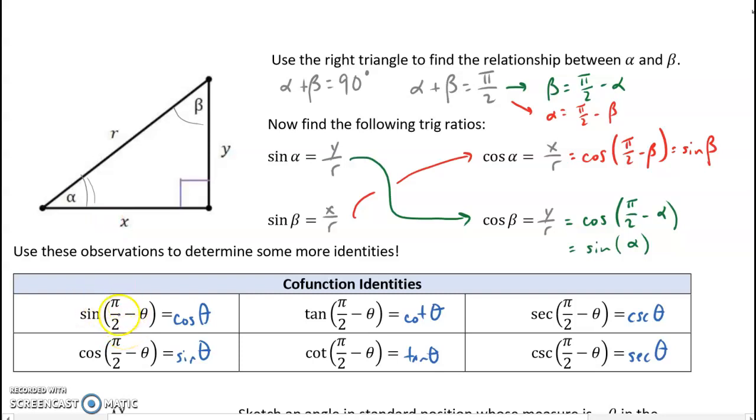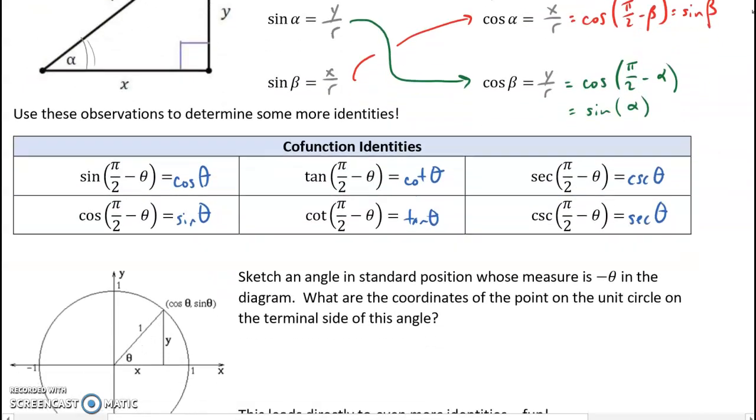You can take the sine of one angle, or you can take the cosine of the complement of that angle. And all of those cofunction identities work the same way. So these are some somewhat useful identities that we're going to see from time to time.